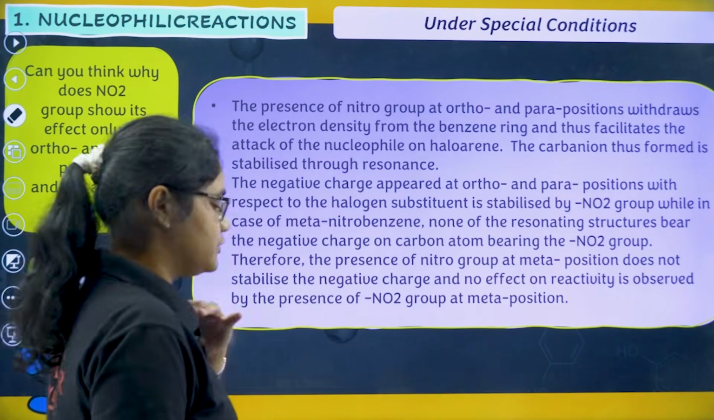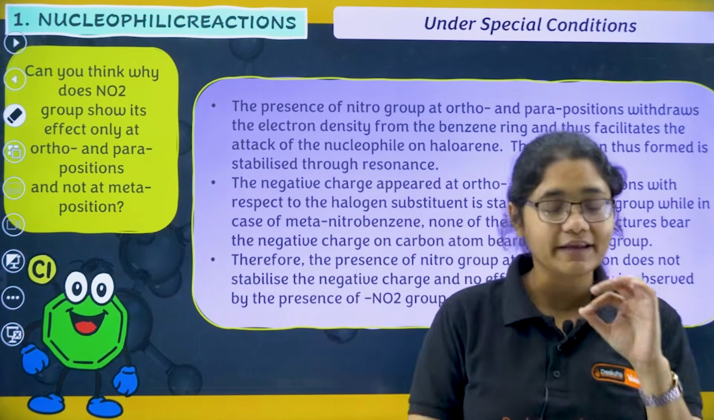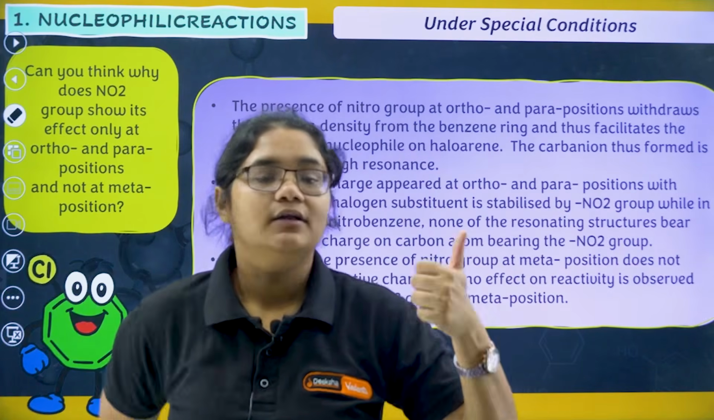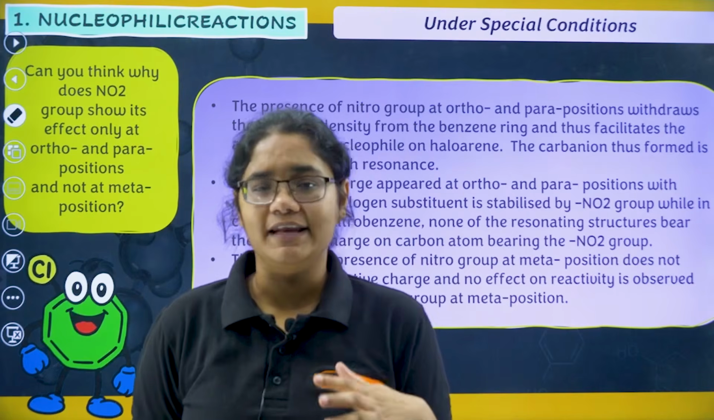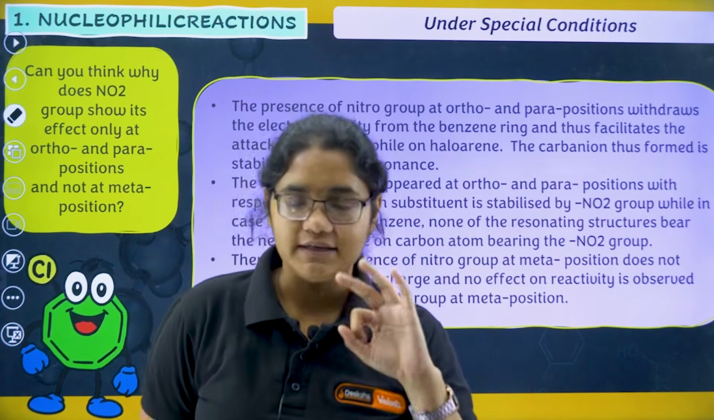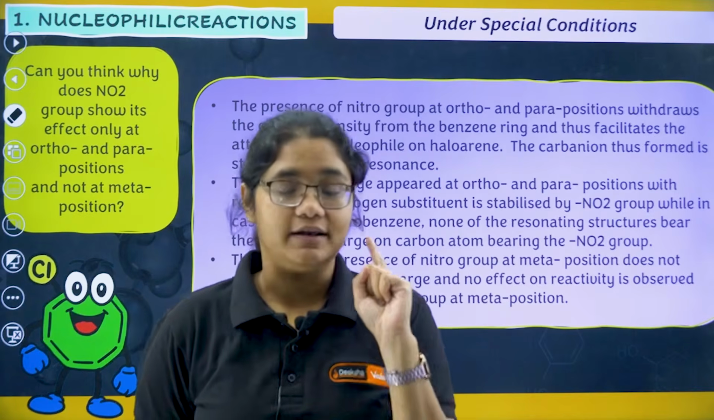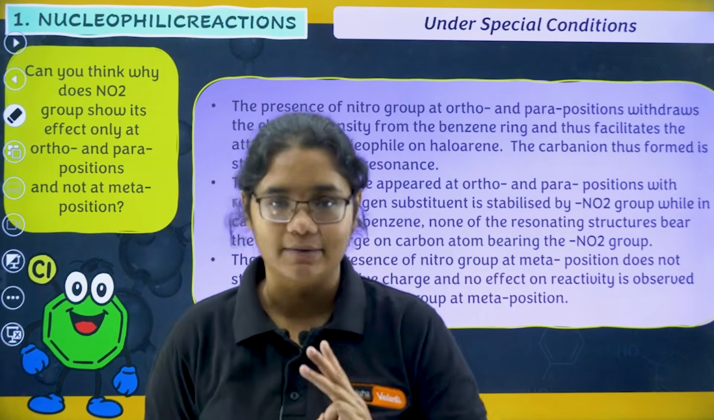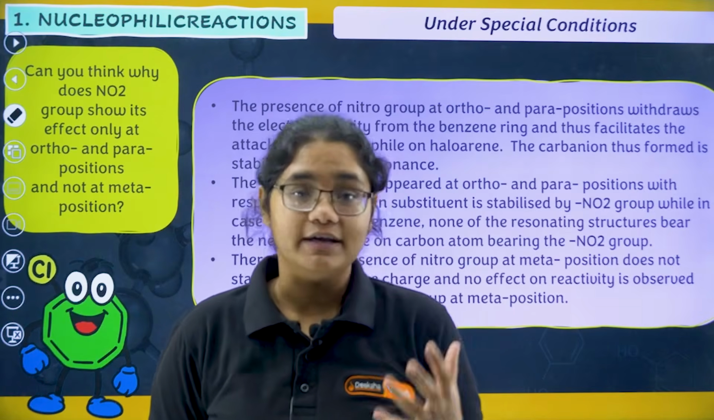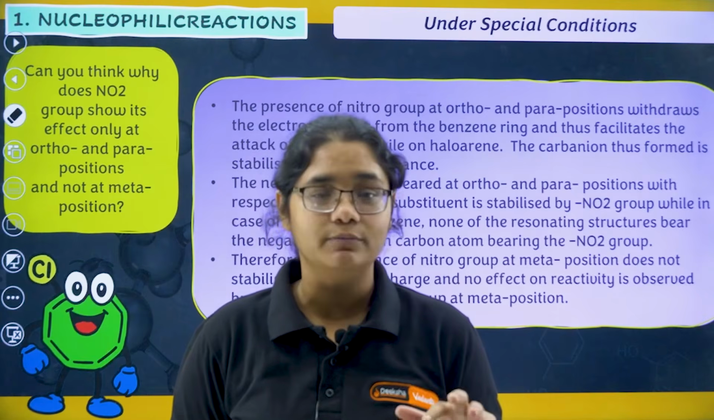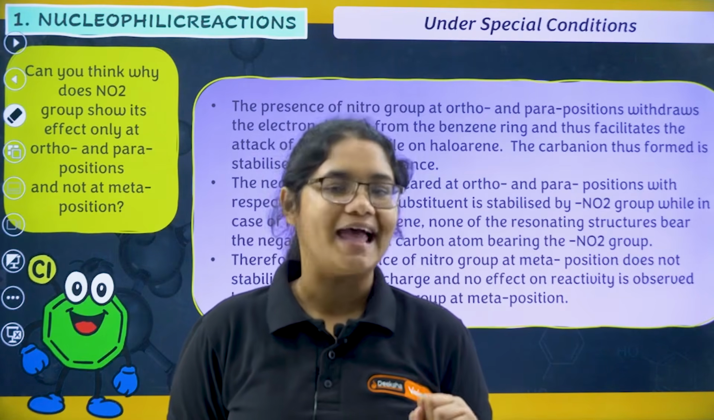So what have we understood till now? Two important things we have studied. That haloarenes are not very active towards nucleophilic reactions. There are three main reasons for that: resonance effect, hybridization of carbon, and instability of phenyl cation. But still, haloarenes don't want to be defeated by haloalkanes, right? It doesn't want to be like, I am less powerful than haloalkanes.